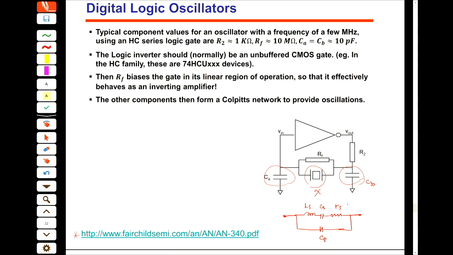It itself has a resonance frequency, but we can assume that it's just L. And then these two C's make a Colpitts amplifier, and it's an inverting amplifier. So an inverting amplifier and the Colpitts just make an oscillator for you.